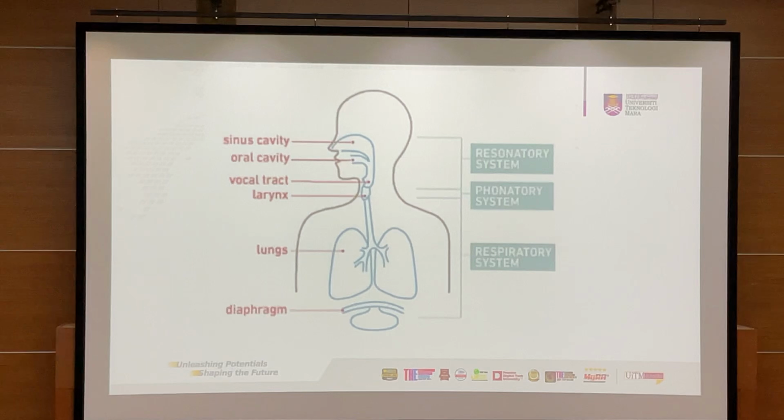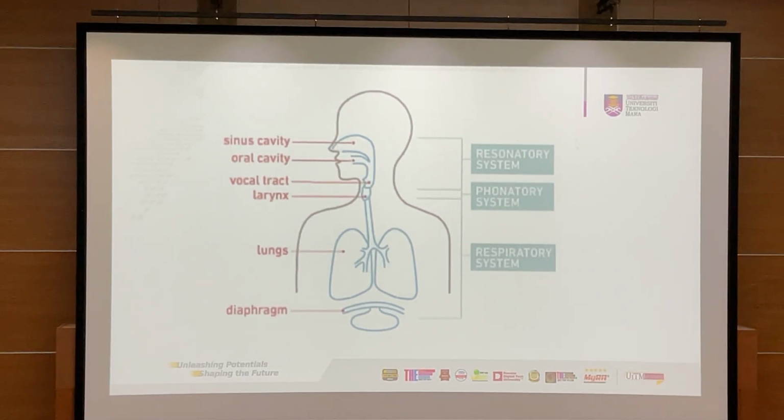Okay, so as we know, phonation is a process of producing intelligible sound and speech. It involves three stages, which are production of the airstream, production of the sound, and also articulation of the voice. In order to produce phonation, it involves three systems, which are the resonatory system, phonatory system, and also respiratory system. As we know, the respiratory system is very important because it becomes a reservoir before you can produce the sound.